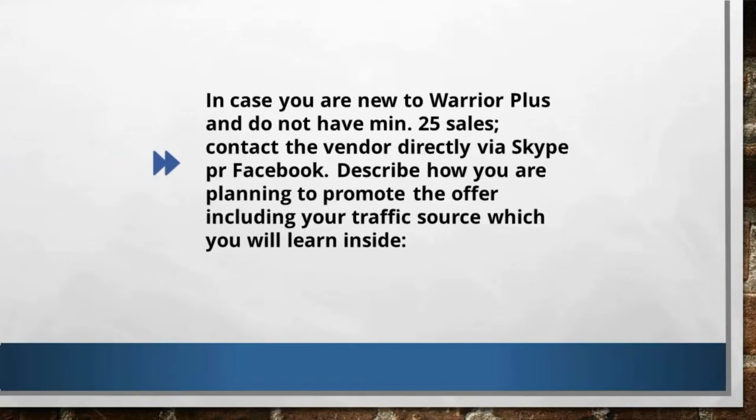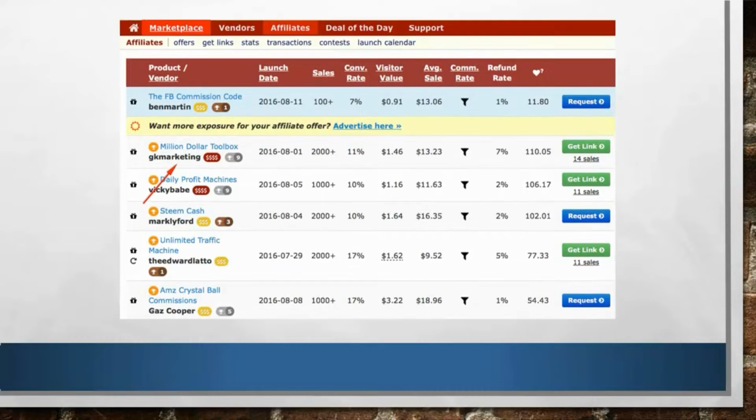First, let's go back to warriorplus.com. Click on Affiliates and then Offers on this page. On this page, you'll see the latest affiliate offers inside Warrior Plus. On the right side of the page, you can see the number of sales that I've gotten to the products I've promoted. On the other hand, these notification signs that you see are for new offers that just launched. When you visit the page, you can see all these different details like product vendor, launch date, sales conversion rate, etc.